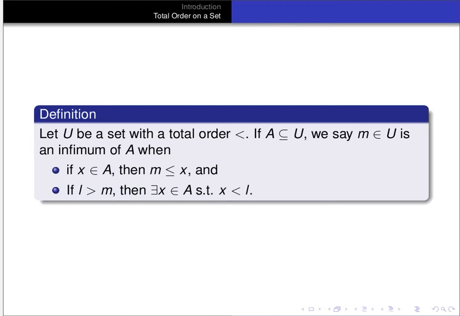Okay, so an infimum is a lower bound, but it's also the greatest of the lower bounds. The second clause says that if something is larger than the infimum M, then it's not a lower bound, so there's something in the set less than it. So if L is greater than M, then there's an X in A such that X is less than L. So it's an infimum if it's a lower bound and anything larger than it is not a lower bound. It's another way of saying it's the greatest lower bound.